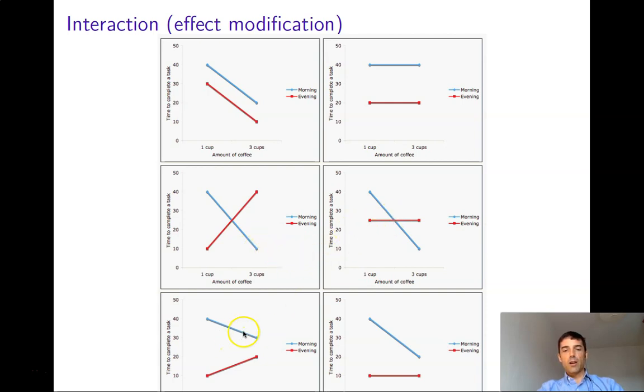These last 3 are additional cases of there being an interaction, which is evidenced by these lines not being parallel. So in all of these, the effect of amount of coffee or the effect of time of day is dependent on the other variable.